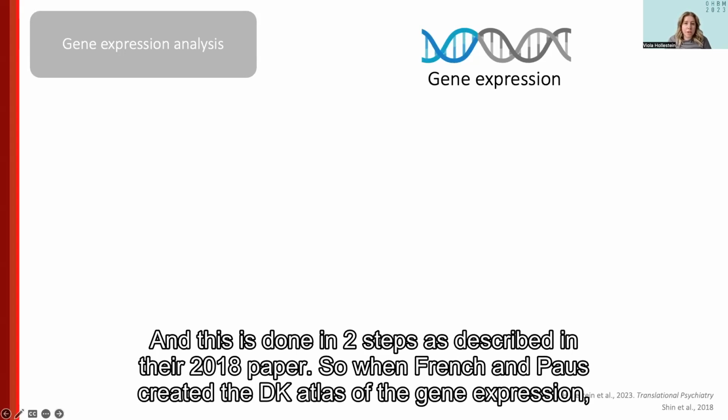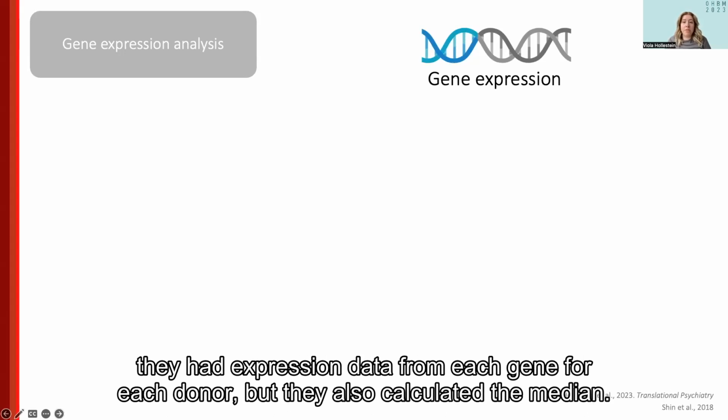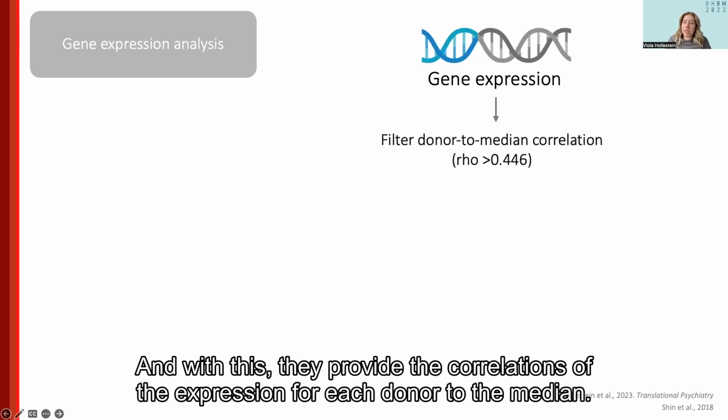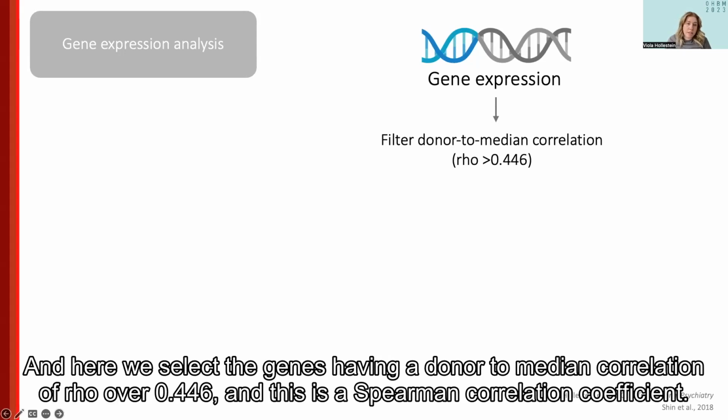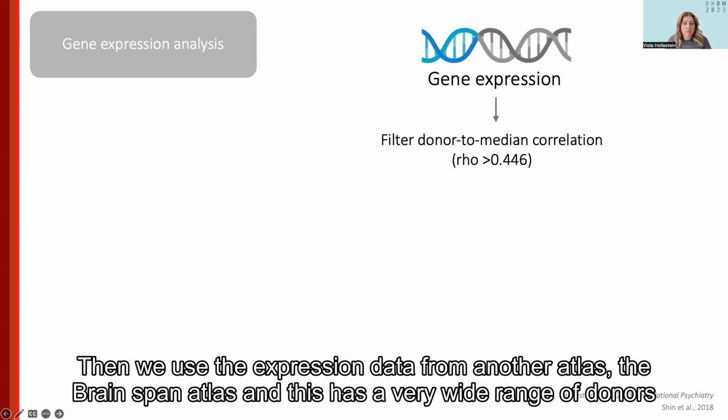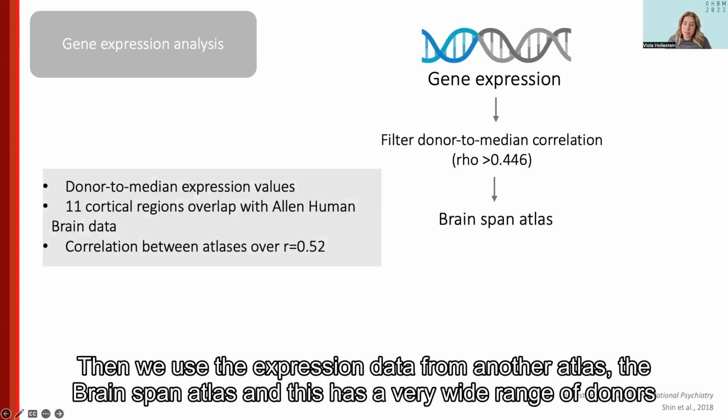So when French and Paus created the DK atlas of the gene expression, they had expression data from each gene for each donor, but they also calculated the median. And with this, they provide the correlations of the expression for each donor to the median. And here we select the genes having a donor to median correlation of rho over 0.446, and this is a Spearman correlation coefficient.